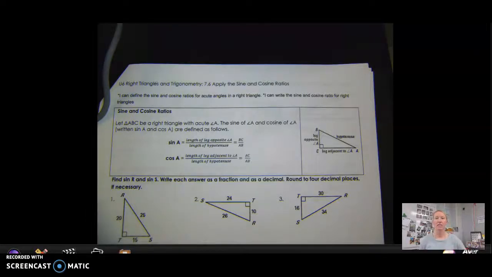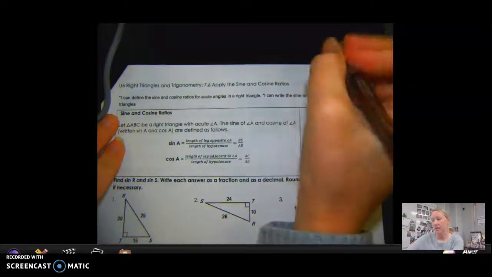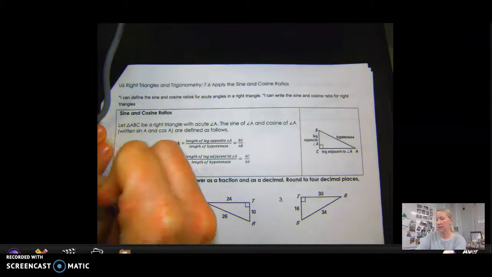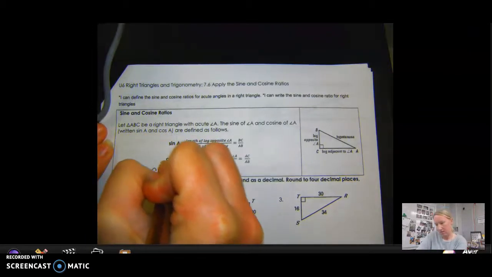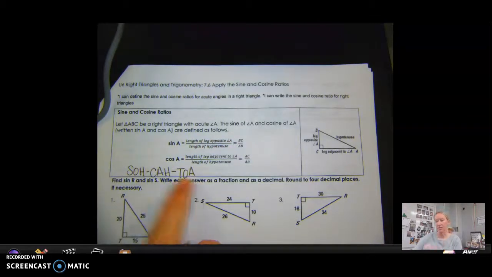Okay, 7.6 sine and cosine ratio. So we talked about the tangent ratio in the previous video. So now we're talking about sine and cosine. So again, I need for you to remember TOA. And we talked about tangent is opposite over adjacent.